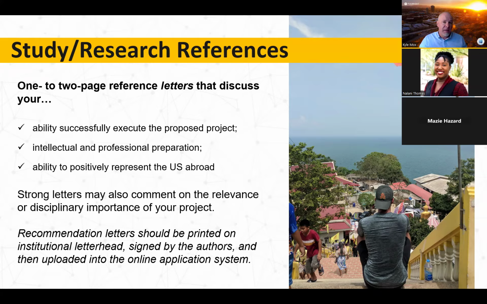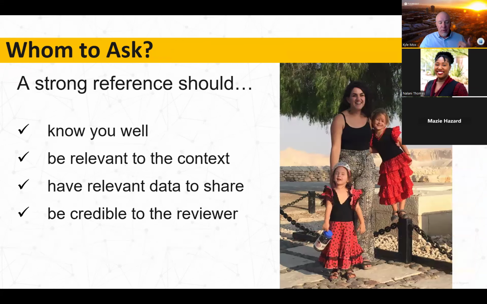So in your advising meetings, have that conversation, because that expectation is going to vary a little bit depending on the nature of your project. If you're applying for a graduate degree award, I would expect to see two letters that are academic in nature, right? And we'll talk more about what that means. They should be on letterhead, signed by the authors, uploaded to the online system, but all that detail is in our resources. So, as we continue thinking, who do I approach?